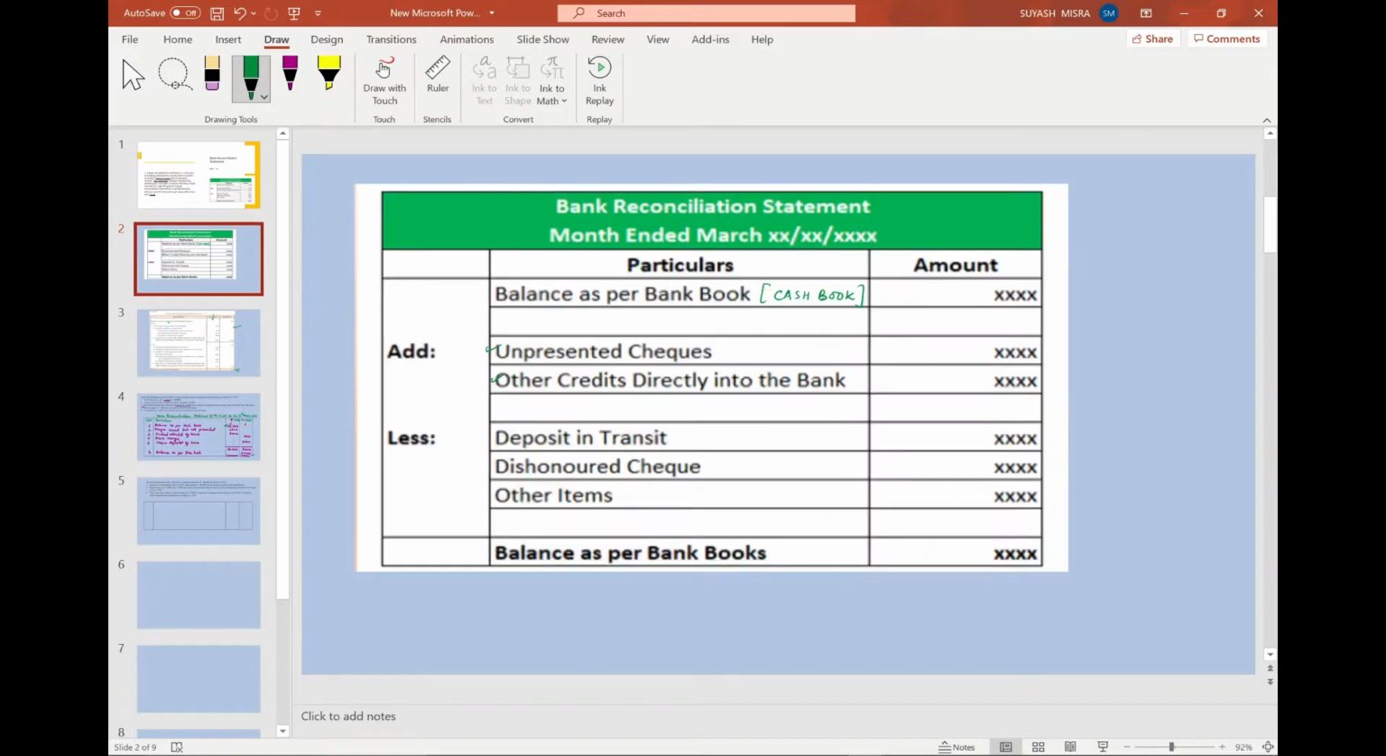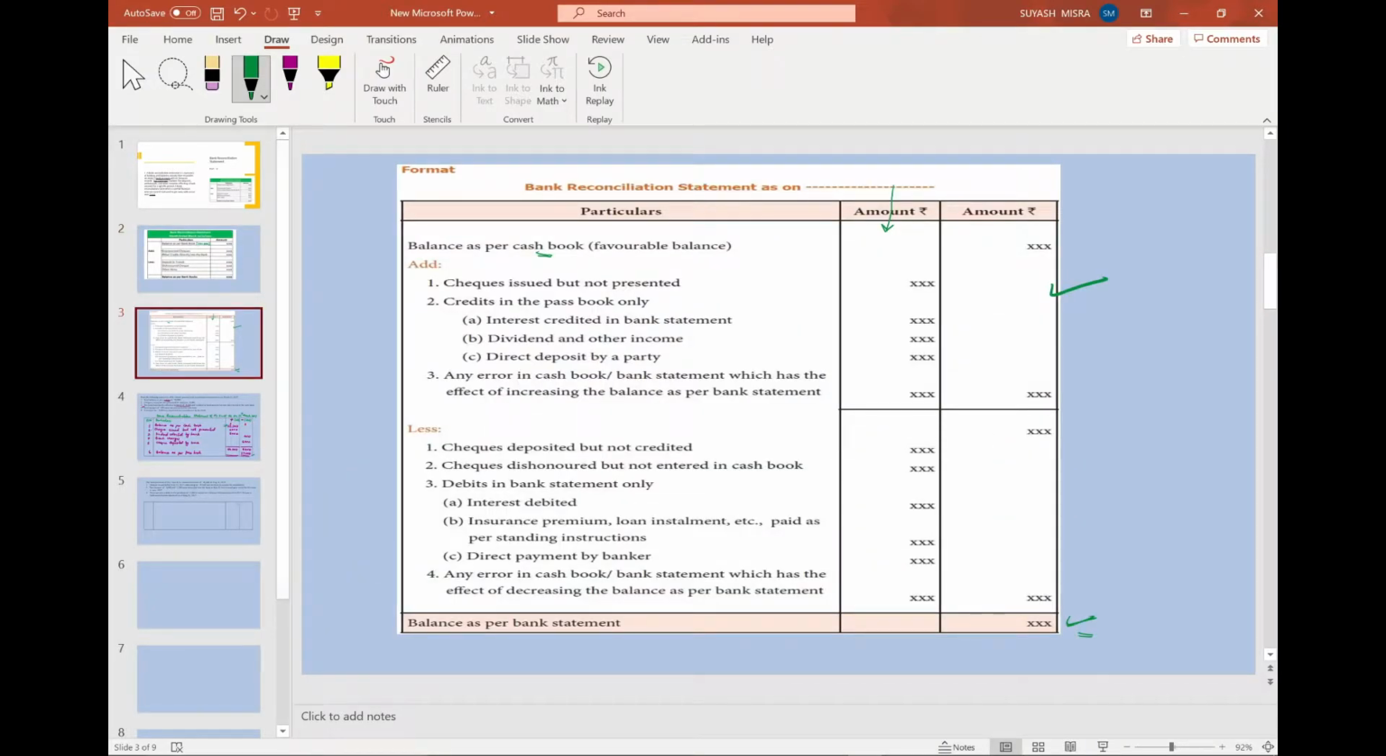Now the two formats are the same. We are going to use this format wherein you will please remember when you start with balance as per cash book, you would add back checks issued not presented, credits in passbook entries, any errors, and take away or less checks deposited not credited, checks dishonored, debits in bank statement only, and any error in the cash book or bank statement.